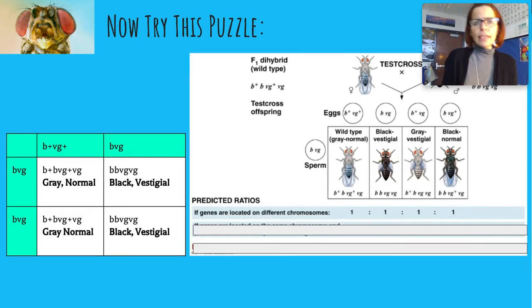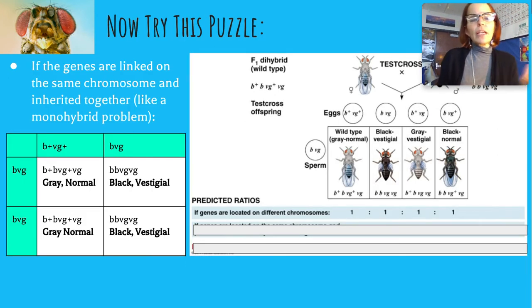Another prediction he made was that they were actually on the same chromosome and these genes are going to be inherited together. So she has B+ VG+ on one chromosome, and either she got it in her egg or she didn't get it in her egg. And then she also has a b and a vg, and it's either in the egg or it's not in the egg. The male, his sperm are always going to have the lowercase letters. So it's the same b vg here and b vg here.